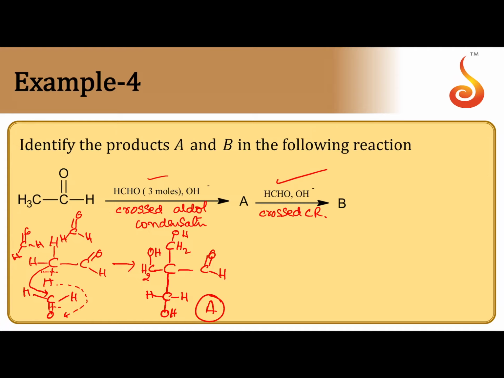One molecule of acetaldehyde having 3 alpha hydrogens. So 3 alpha hydrogens involved in the cross condensation with 3 formaldehyde molecules in the presence of base to give the aldehyde without alpha hydrogen. After the formation of this type of aldehyde, again this is subjected to Cannizzaro reaction with another formaldehyde in the presence of concentrated alkali. At this time, this is crossed Cannizzaro reaction.